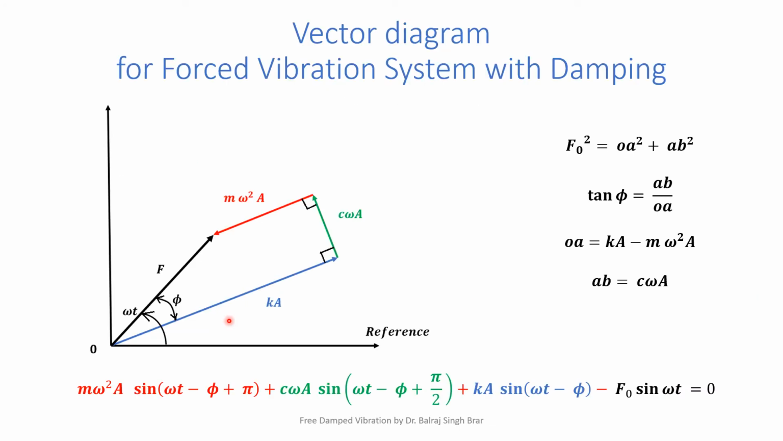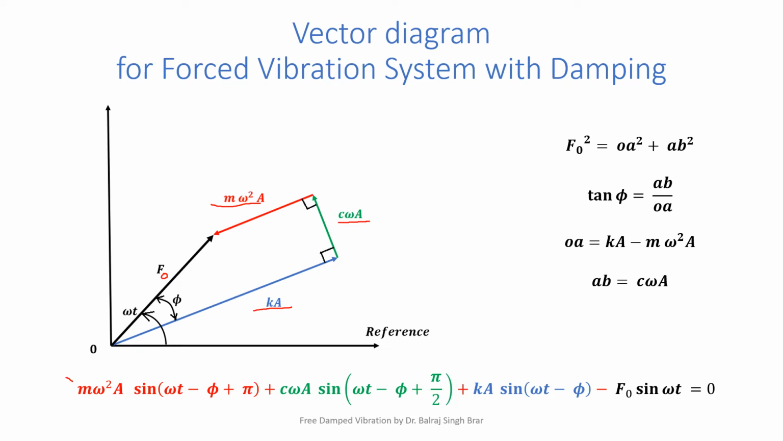Then we derived the vector diagram. What is the vector diagram? Say this is the external excitation with amplitude F naught. Then the spring force kA lags behind F naught by phi. The damping force is c omega A. It is at 90 degrees to the spring force. And the inertia force is m omega square A, which is in a direction opposite to the spring force.